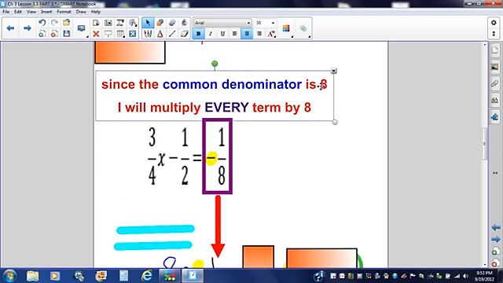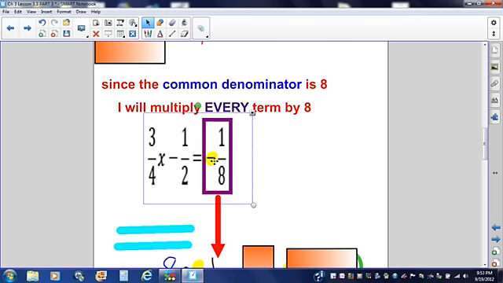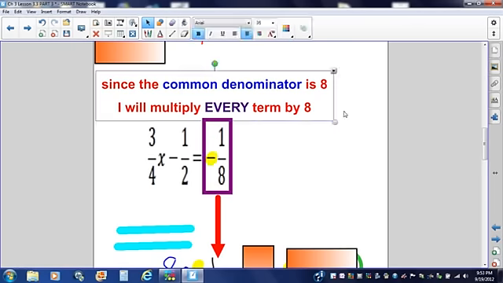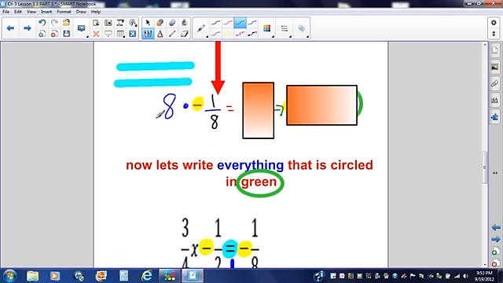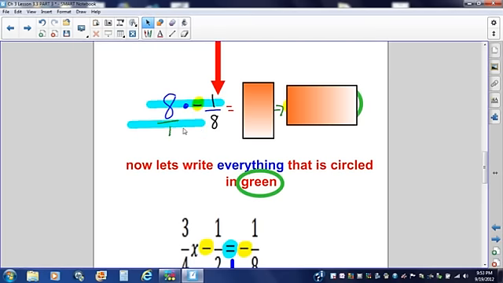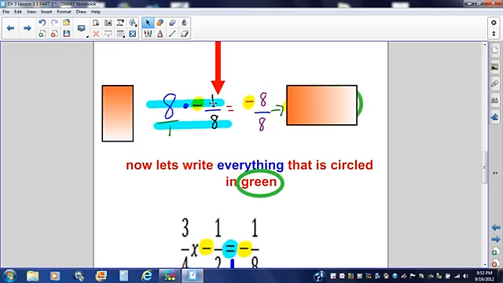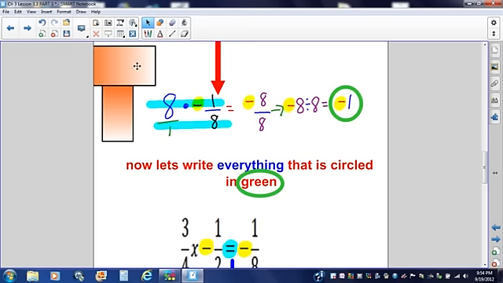Since the common denominator is 8, I will multiply every term by 8. I'm going to multiply my last term, negative 1 over 8, by my common denominator of 8. Make this a fraction. Top times top, bottom times bottom. Multiplying fractions ain't a problem. Tired of it yet? I am. 8 times negative 1 gives me negative 8. 1 times 8 gives me 8. This really means negative 8 divided by 8. That gives me negative 1.